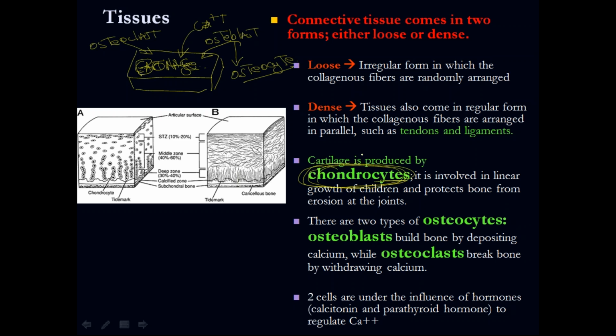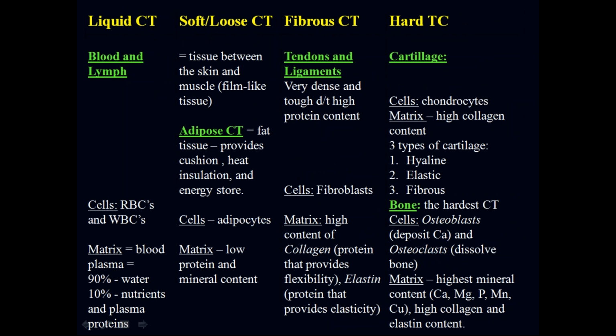So chondrocytes are those cells that are going to produce cartilage. Okay, so we have the types of cells. We have the osteoblast, we have the osteoclast. Osteoblast turns into osteocyte.